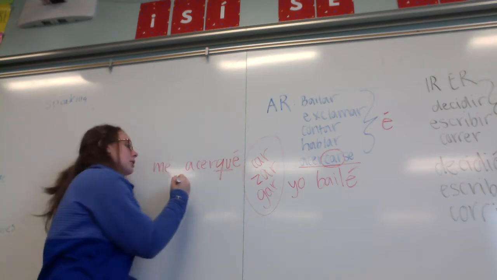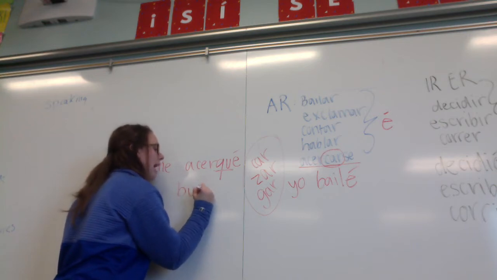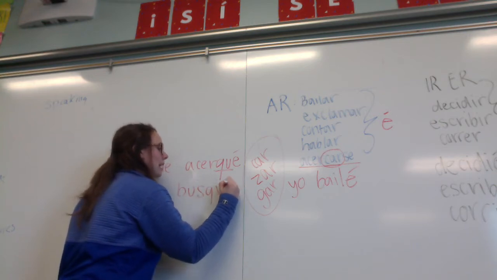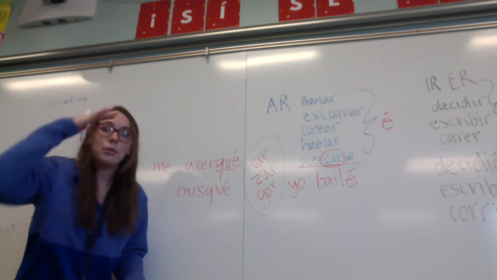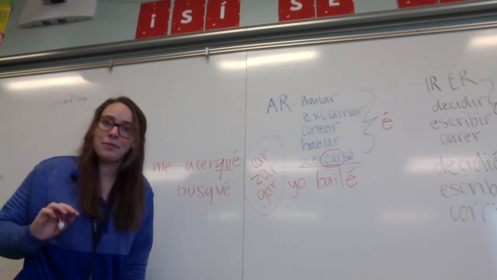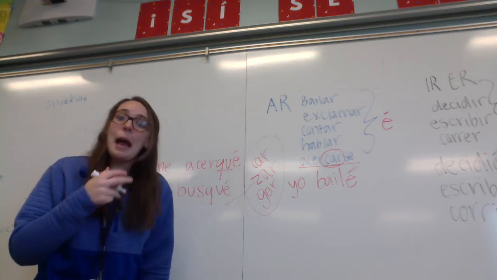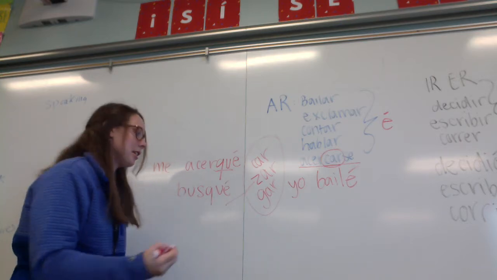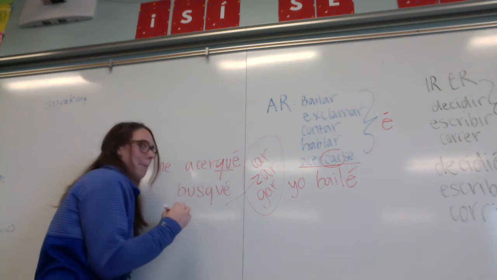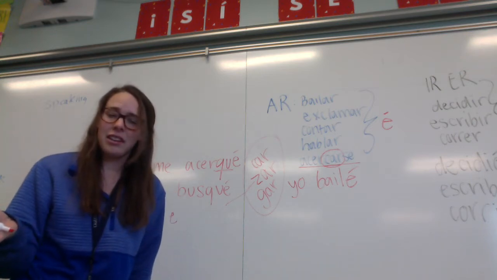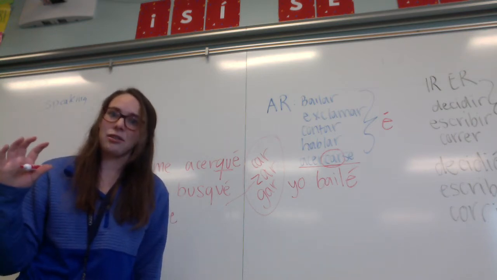Similarly, for buscar, we change the spelling so it's B-U-S-Q-U-E with an accent. Busqué, yo busqué, I looked for. With the zar verbs, we have verbs like empezar, to start. So we need to keep that s sound now, not the k sound.